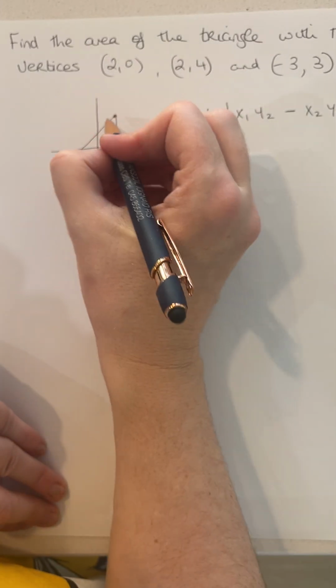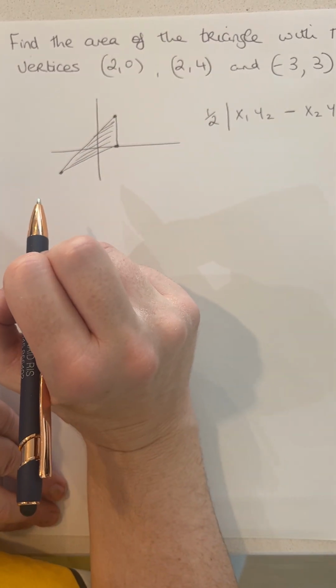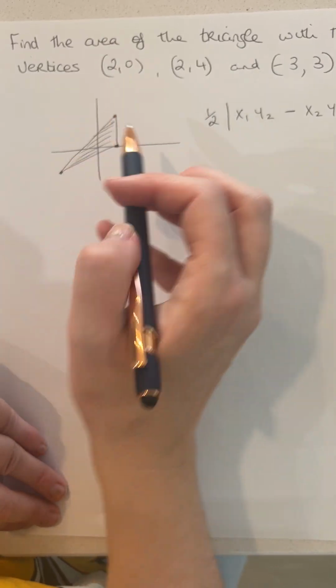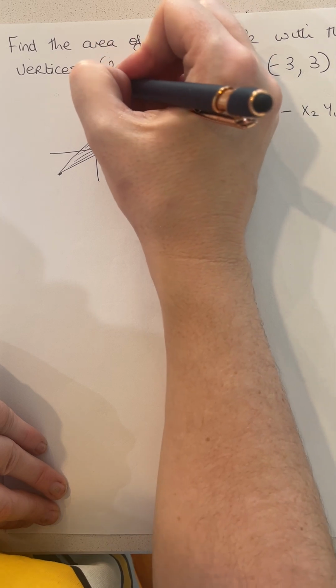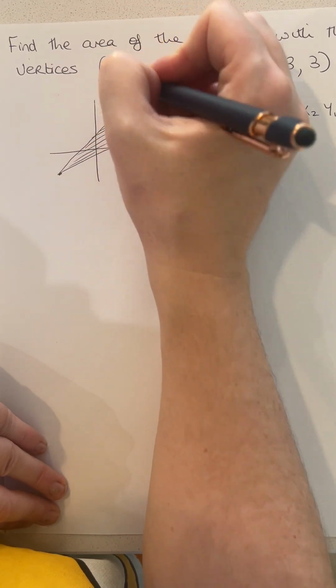So what we're going to do is we're going to pick up the full triangle and we're going to move it. We're going to move one of the points onto 0, 0. It doesn't matter which one. I think the easiest one to move here is the 2, 0. So I'm going to subtract 2 from the x and I'm going to leave the y alone.